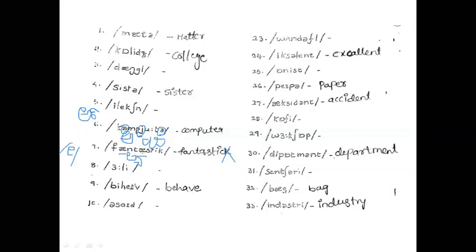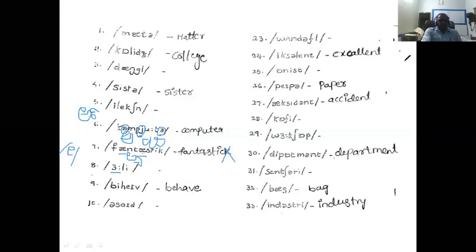Yeah, then it looks somewhat difficult here. We are using "early", right? Early.